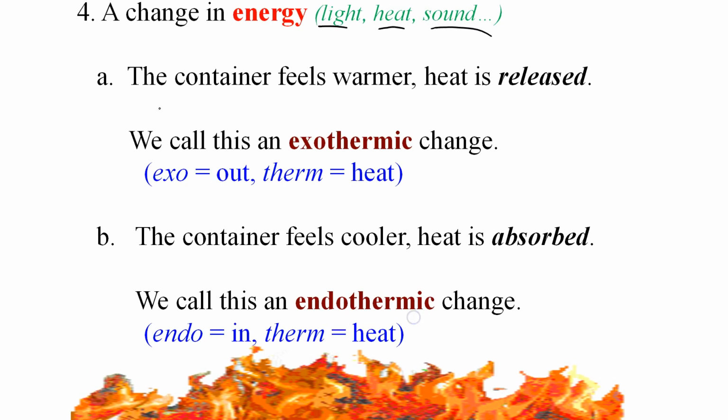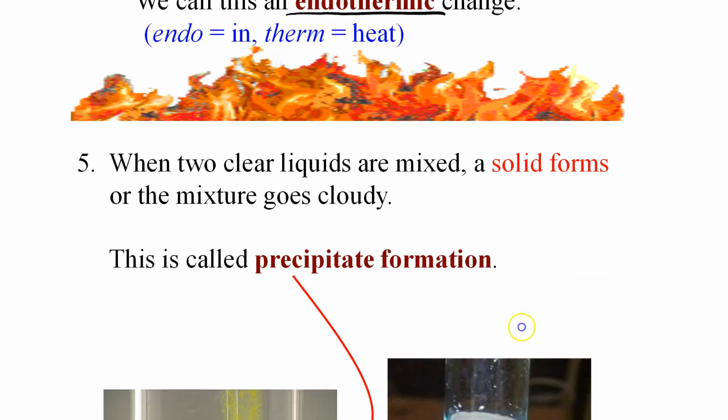So you can tell if the container feels warmer that heat is released. That's called an exothermic change. It means that, when we're talking about the roots of the words, exo means out and therm means heat. Another thing is that the container could feel cooler. That means heat is literally absorbed from your hands or from your fingertips. This is an endothermic change. So when you do your lab, what I want to make sure that you do is feel the containers, because you potentially could feel a temperature change.